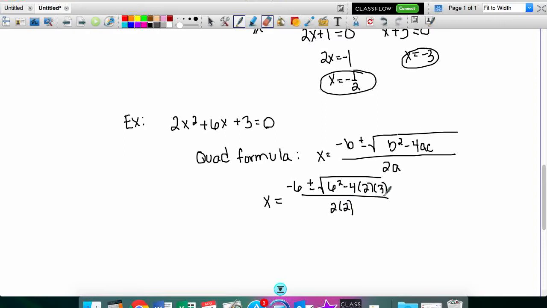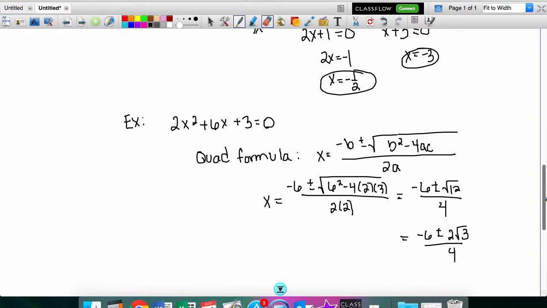And then we can quickly simplify here. Underneath the radical, we have 36 minus 24, and 36 minus 24 will give me 12, all over 4. And while this is your answer, I want to go ahead and reduce this a little bit further by simplifying the radical. So I could pull out a perfect square: 4 as 2 radical 3.